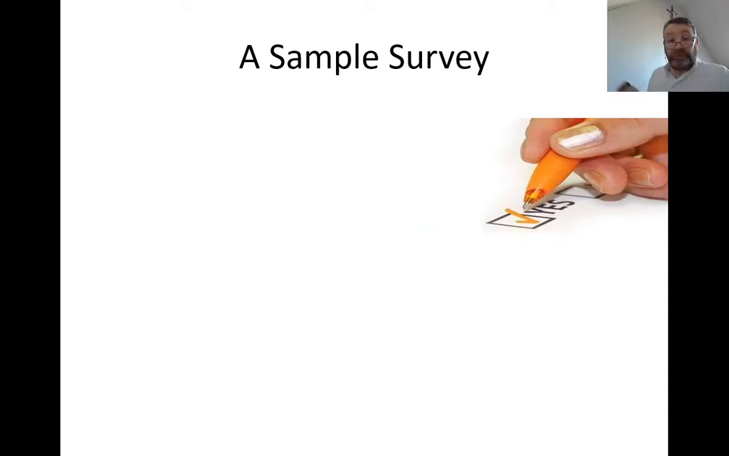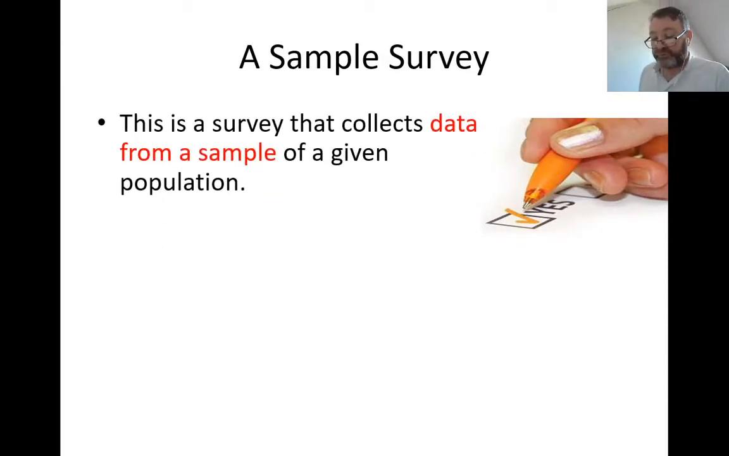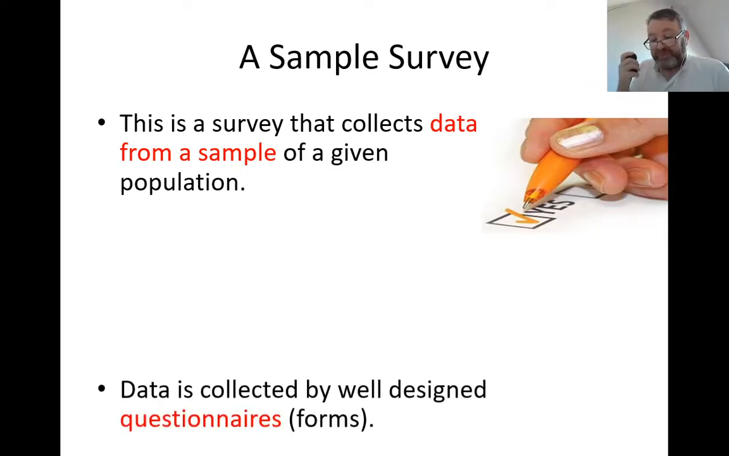And so on. So, when you're designing a sample survey, you've got to design a form. Now, Google Forms is one of the greatest ways to design a form for electronic use, okay? And electronic use is very, very fast and cheap. You design the form, you email it out. Problem? The response levels are quite low. So every type of survey that you design has pros and cons, and that's what we're going to look at here. So this is a survey that collects data from a sample of a given population.